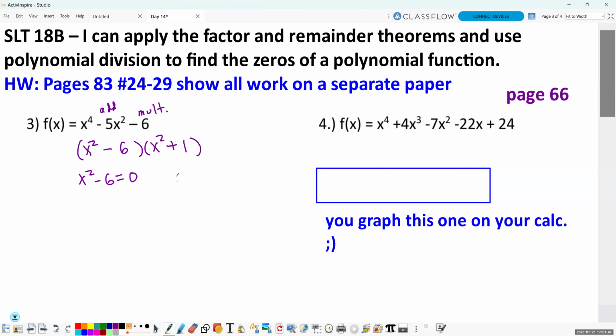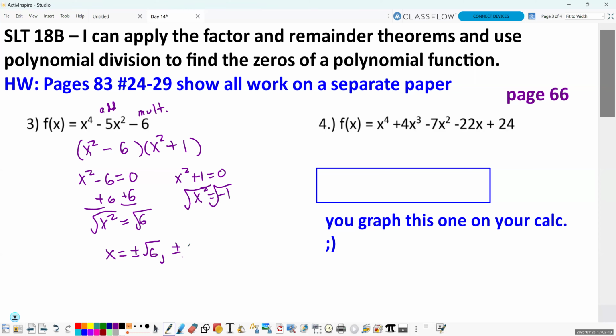Set each factor equal to 0. And from the first factor, we get x equals plus or minus the square root of 6. Here, subtract 1 from both sides. Take the square root, and we just get plus or minus i. And those are our 4 solutions for our 4th degree polynomial.